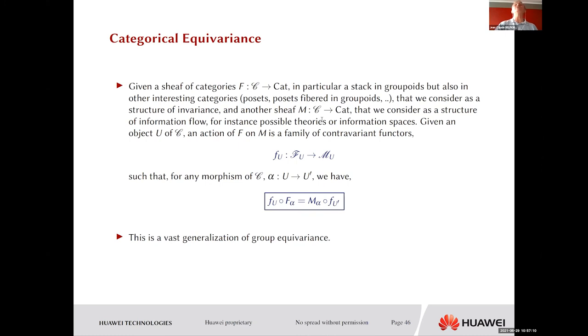And so in particular, given a sheaf of categories from C to Cat, for example, a stack on group A or in some other categories, that we consider as a structure of invariance, and another sheaf that we consider as a structure of information flow, for example, possible theories or information spaces that Daniel will define afterwards. Given an object U of C, an action F on M will be a family of contravariant functors such that we have this nice commutation relation. This is a vast generalization of group equivariance, and it will allow us to consider much more general structures on neural networks in order to take into account many structural aspects, and the fact that we will be able to generalize much better than what is currently done.